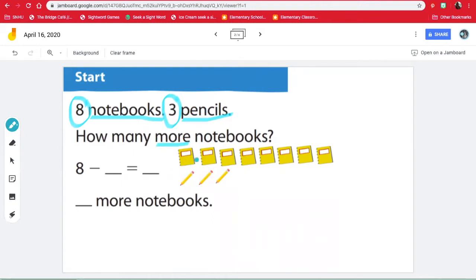So if we have 8 notebooks and 3 pencils, so if we match them, we want to take away 3 to find out our answer. So 8 take away 3 leaves us with how many notebooks left? 1, 2, 3, 4, 5. So we have 5 notebooks left over. So 8 take away 3 is 5. So that means there are 5 more notebooks. Let's move on to the next problem.